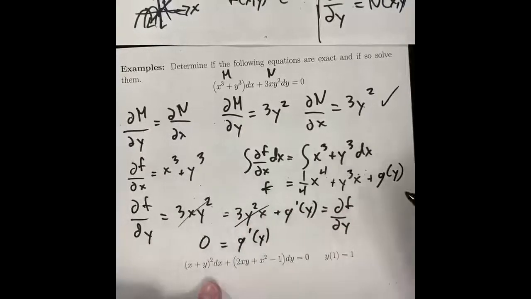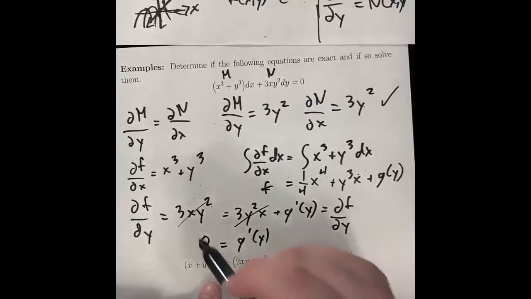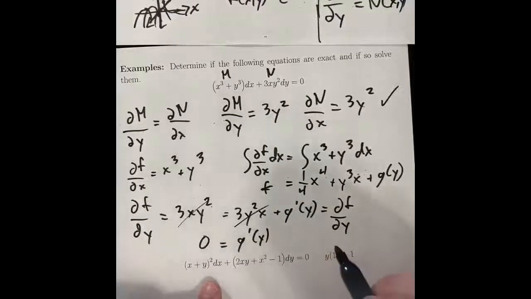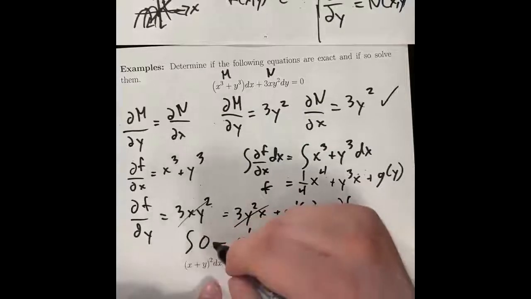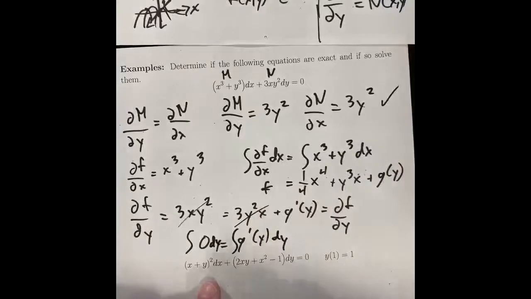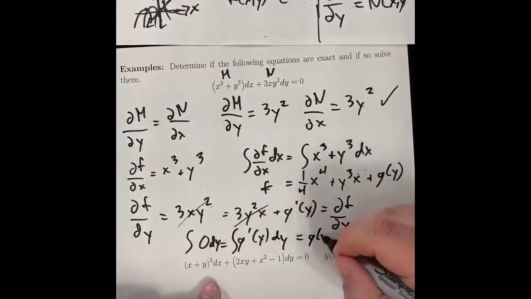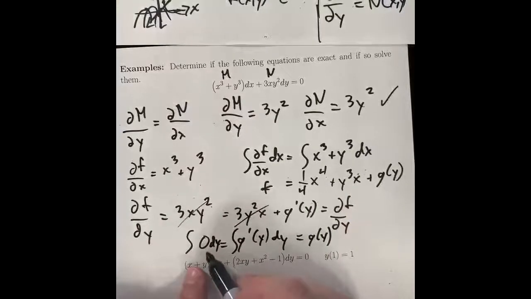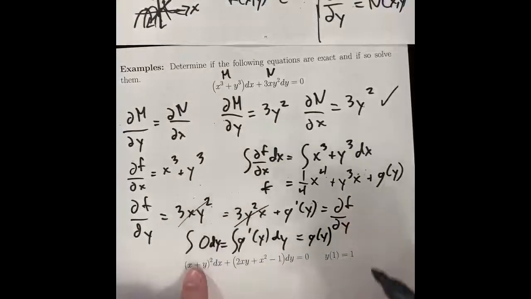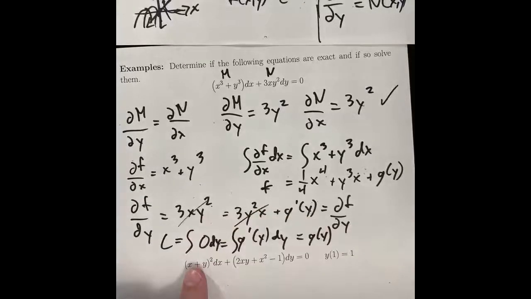Okay, and so we want to find g. In order to find g, we just take the integral of both sides. So you integrate with respect to y. The integral and the derivative cancel out, so we're left with g of y, and the antiderivative of 0 is just any constant. So this is going to be some sort of constant c here.